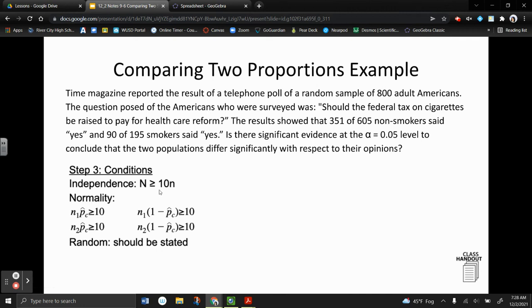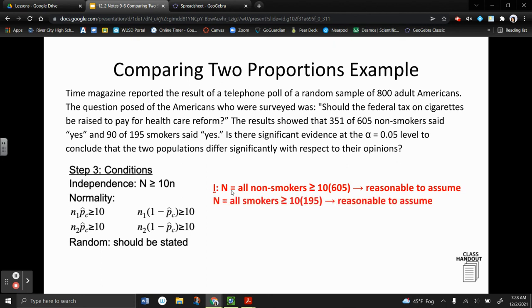All right, here are the conditions. So this is where we're going to use our combined sample proportion. But for the independent condition, it's the same, but we're going to check for both populations. So big N, all non-smokers, is greater than or equal to 6,050. That's reasonable to assume. And big N, all smokers, is greater than 1,950. That's also reasonable to assume. So that condition is met.